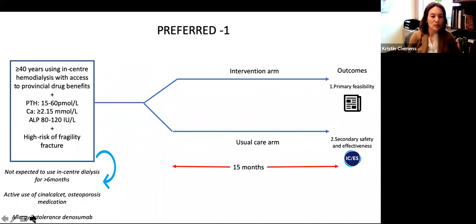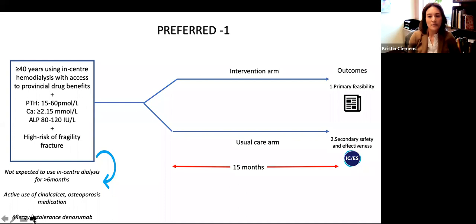And there are some exclusion criteria here at the bottom. We really would like to restrict to people who we think will be using dialysis chronically for more than 6 months. And then we would exclude people already receiving another medication for fracture prevention, or cinacalcet, or those who've had an allergy to denosumab or an intolerance to denosumab. And then patients will be randomized 1-to-1 to our intervention arm versus usual care. And we'll follow them for 15 months for this pilot study.